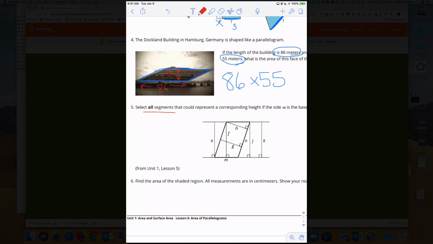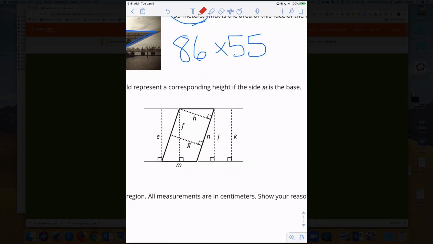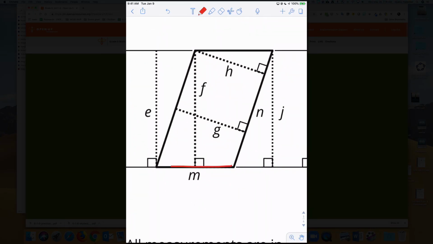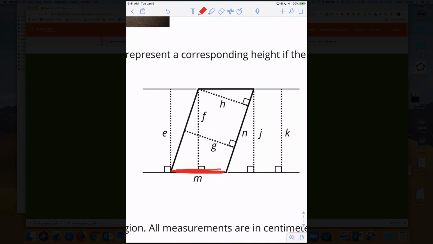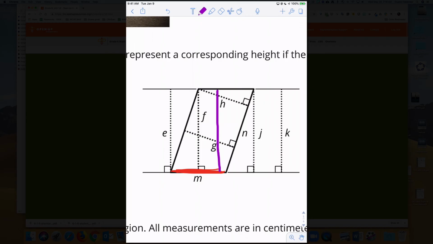Select all the segments that could represent the corresponding height if M is the base. So right here is our base, and we know that the corresponding height has to be perpendicular. So E is a height, F is a height, J is a height, and K is a height. None of the other letters represents a corresponding height.